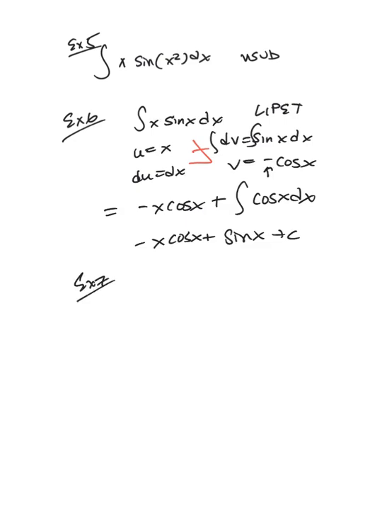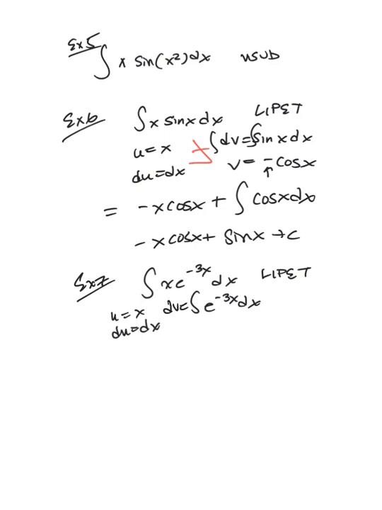Example 7, the integral of x e to the negative 3x dx. Okay, LIPET. This is not a u sub because the derivative of negative 3x is negative 3, but I have an x in the problem. So this has to be LIPET. So I have u equaling x, du is dx, and dv is e to the negative 3x dx. V is equal to negative 1/3 e to the negative 3x.